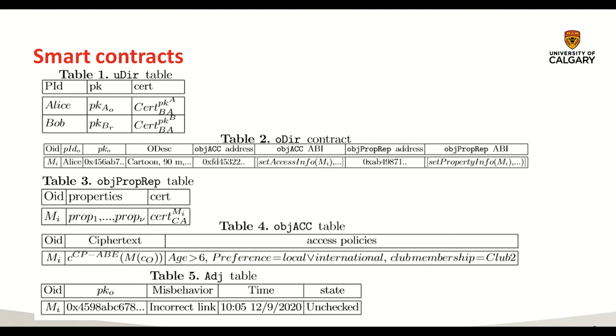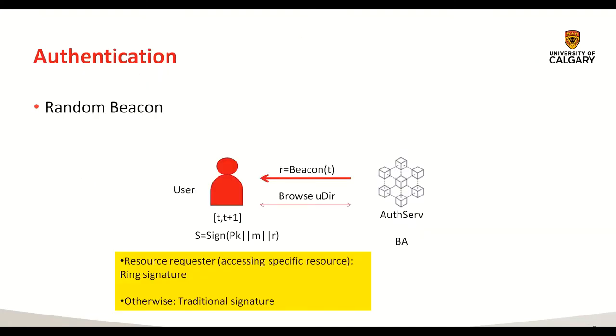When the resource owner stores the resource information in the smart contracts, the requesters can make requests to access resources. But the last point that I should mention is about the authentication. Any transaction that is published to blockchain requires a signature. However, we realized that using a signature is not enough and the system would be vulnerable to some attacks. For example, it could be vulnerable to a replay attack.